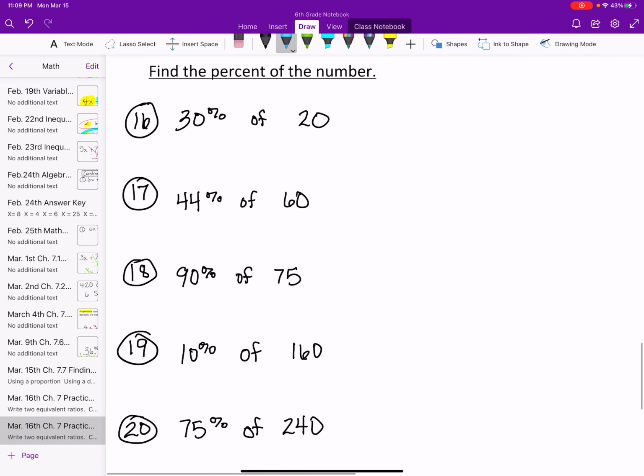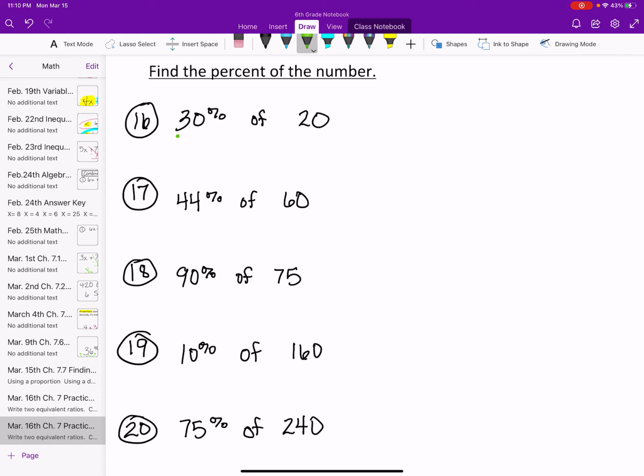Finding the percent of the number. This is what we worked on Monday, or if you're watching this video on Tuesday, what we did yesterday. Okay, so we're finding 30% of 20. So I remember that I like to use the decimal form, and that's what I saw most of you using. So that's what I'm going to show you most of in this video.